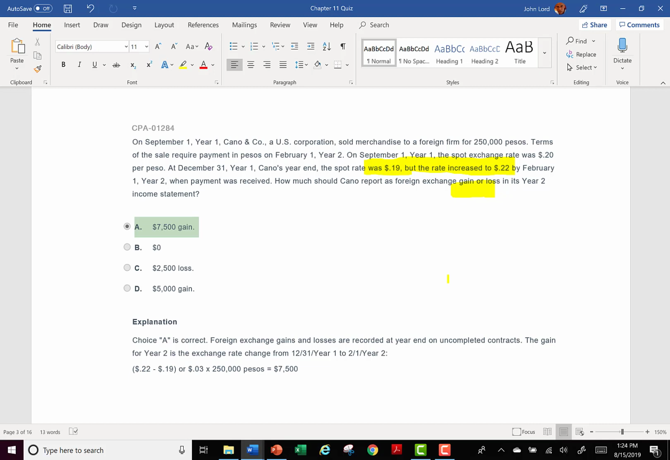It's important to note that we use the February 1st, year two date because they're asking what the gain or loss reported in year two is. So I simply take the settlement date rate versus the year-end rate, which is a 3-cent difference, times those 250,000 pesos. So we're going to get $7,500 more out of that transaction. That's considered a foreign currency transaction gain. Here we're not dealing with remeasurement versus translation or anything. We're just dealing with the transaction that's reported on the income statement.